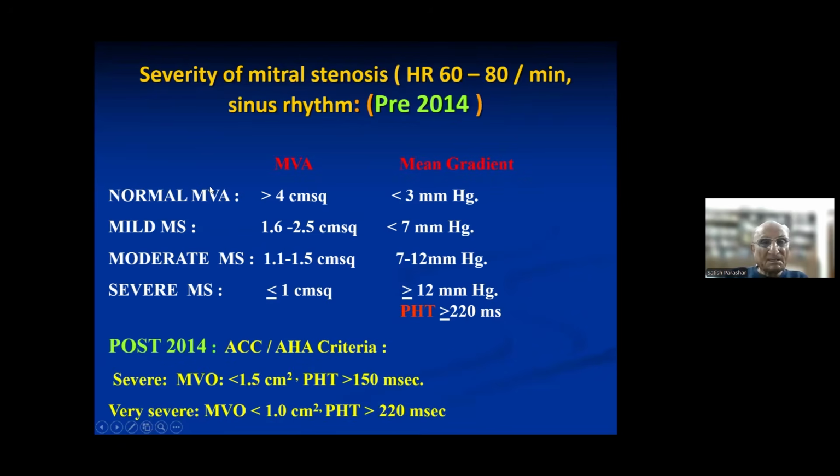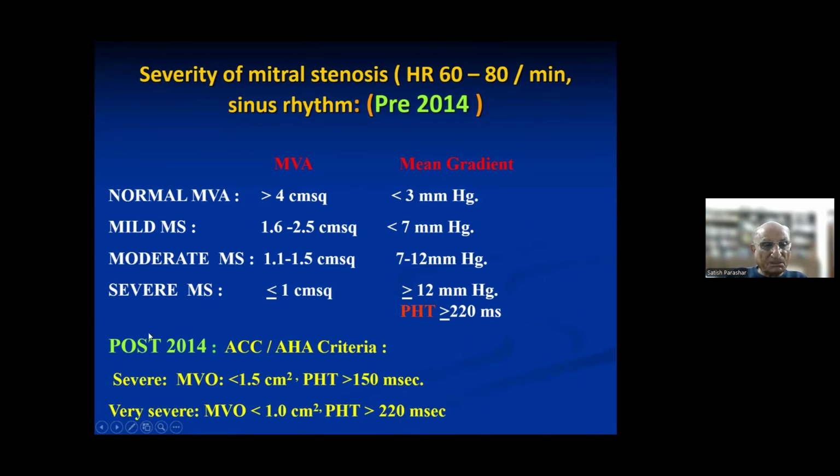Now you see, before 2014, we used to calculate severity of the mitral stenosis according to area and the gradients. As expected, as the mitral valve orifice decreases, the gradient will increase because the LA has to push blood against a narrow orifice. So that was the criteria which we used to follow, a mean gradient and the area. At that time, 1.1 to 1.5 was considered moderate.